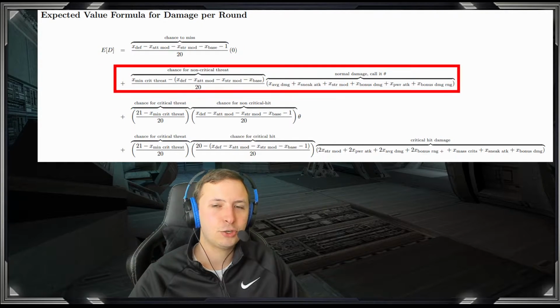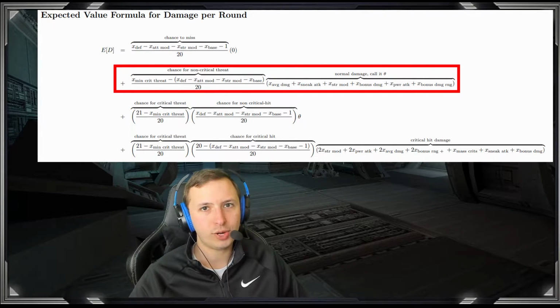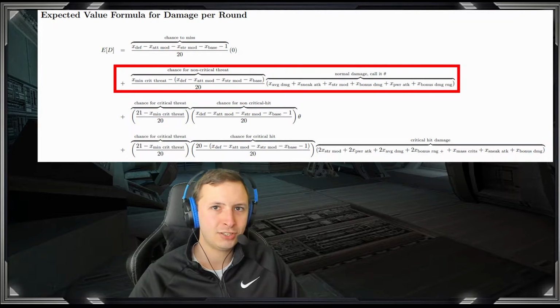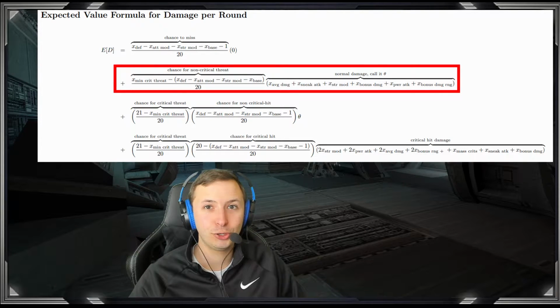Now the second line is going to be the probability that we will land a hit, but it will not score a critical threat. Now recall, whenever you attack, you have 3 options of what can happen. You can miss, you can score a hit that is not a critical threat, or you can score a critical threat. So in this case, for line 2, it is going to be the probability that we will score a hit that is not a critical threat and deal normal damage.